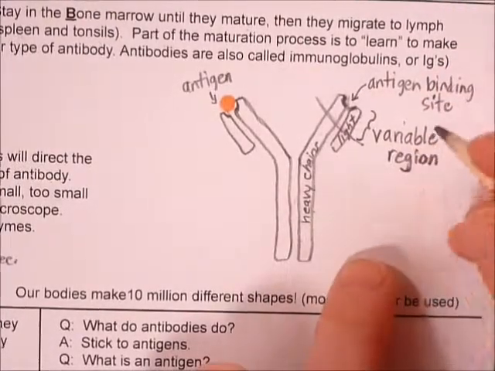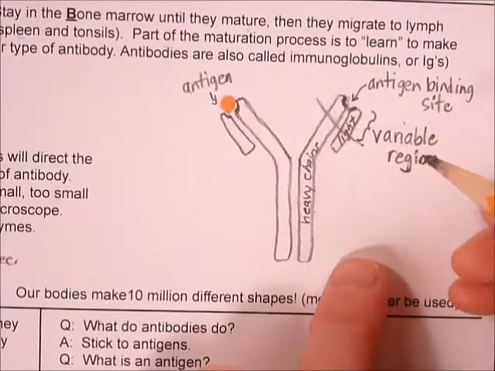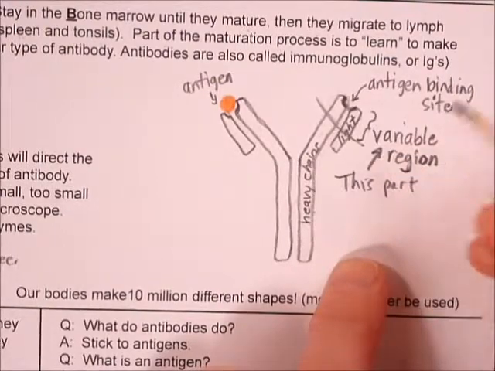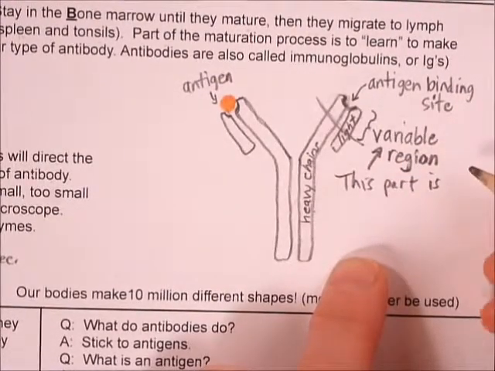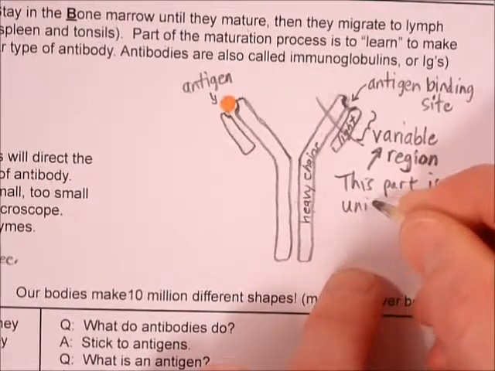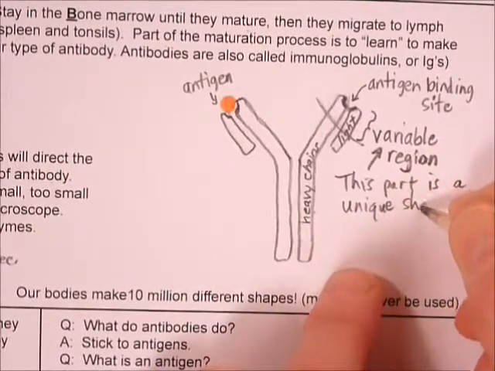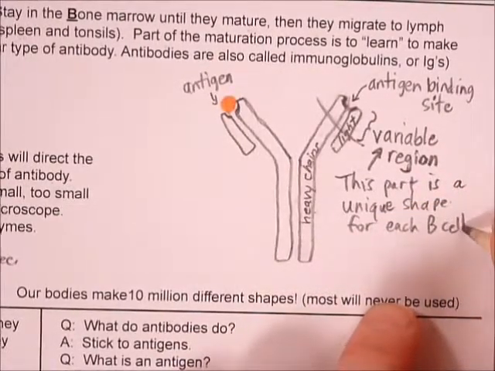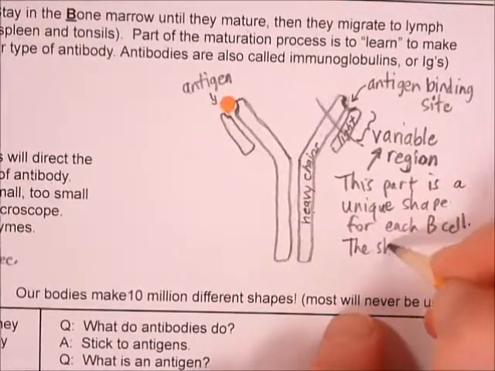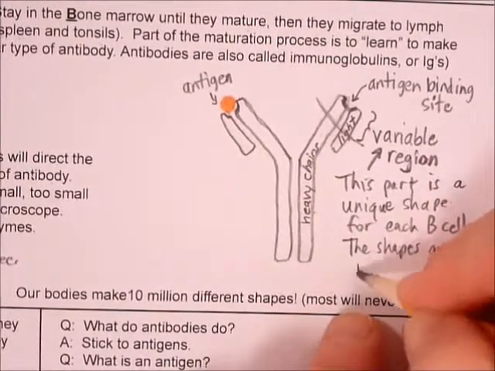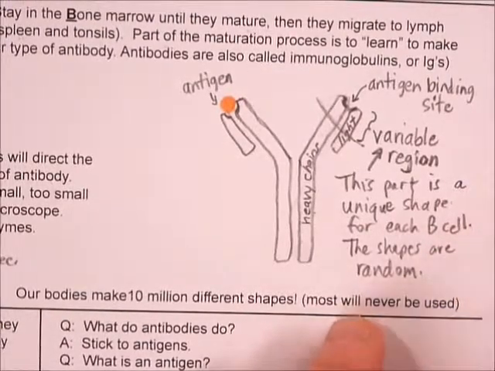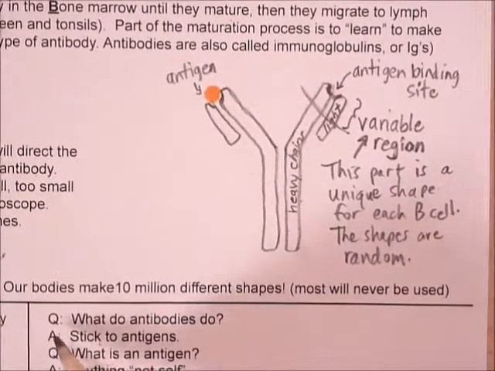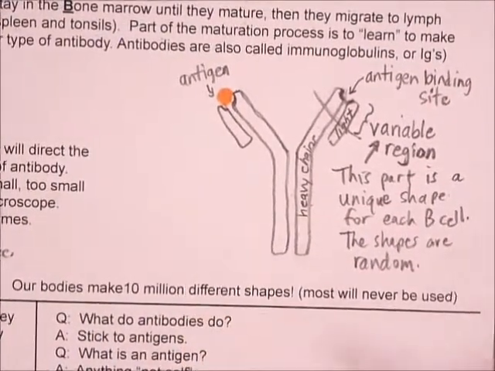Okay, so let's write here that this part, meaning the variable region, is a unique shape for each B cell. And let's add, shapes are random. There's no planning for pathogens here. It's just random. And we had made a note down here that our bodies make 10 million different shapes.